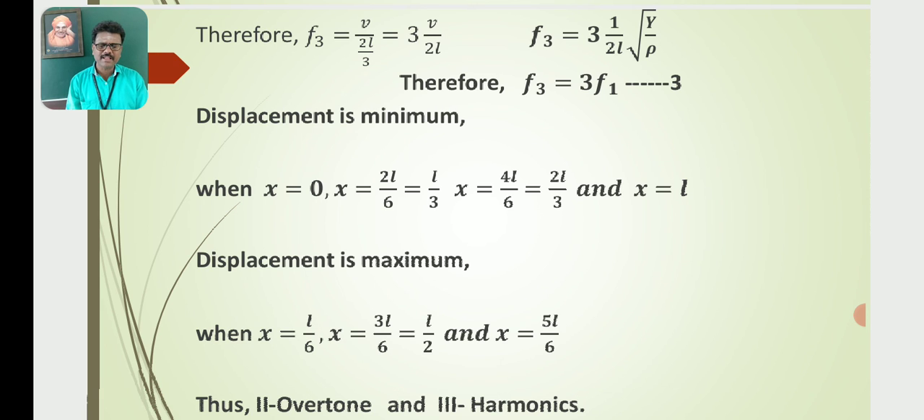Similarly, in the third mode of vibration, displacement is maximum. So the antinodes are formed when x is equal to L by 6, or x is equal to 3L by 6, which is equal to L by 2, and x is equal to 5L by 6. So that means x is equal to L by 6, x is equal to L by 2, x is equal to 5L by 6. They are the positions of the antinodes in the third mode of vibration.